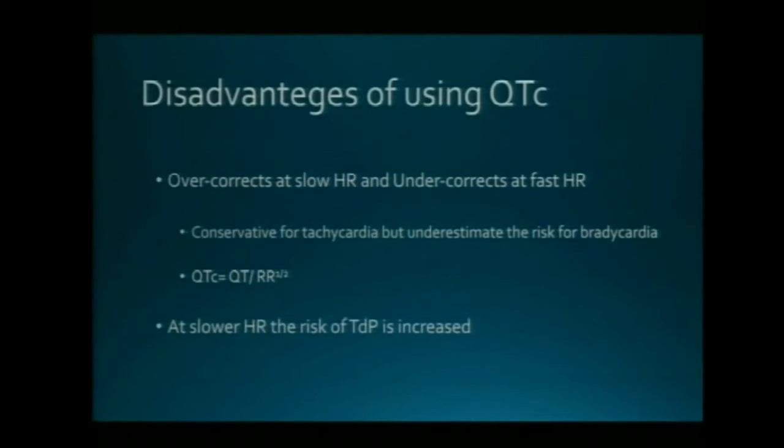And you have to believe me on this, but if you look at the equation, you can know this. If you have a big RR interval, bradycardia, you will have an overcorrection because this part of the equation will be smaller. And it is at slower heart rates where the risk of Torsades is increased. So we have a problem here.